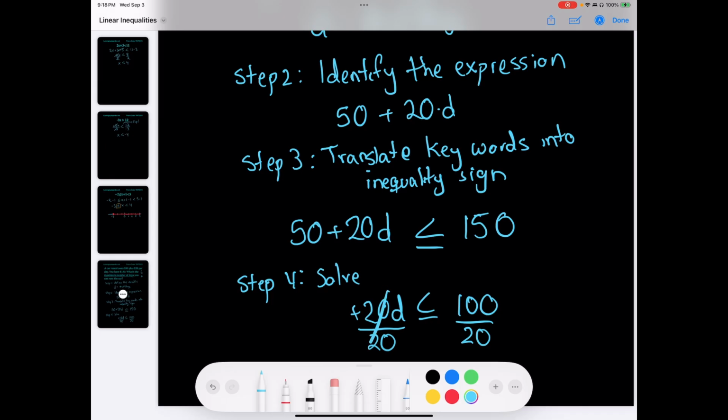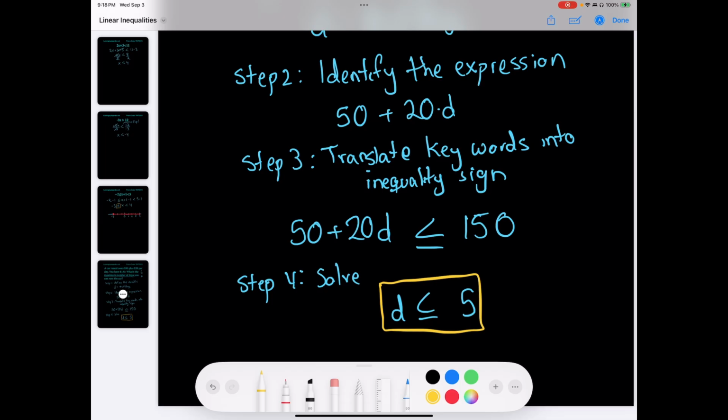We can just treat it like a regular equation. So we'll get rid of the 20s on the left, and then we have 100 divided by 20, which is 5. And that gives us D is less than or equal to 5. So that means the maximum number of days we can afford is 5 days.